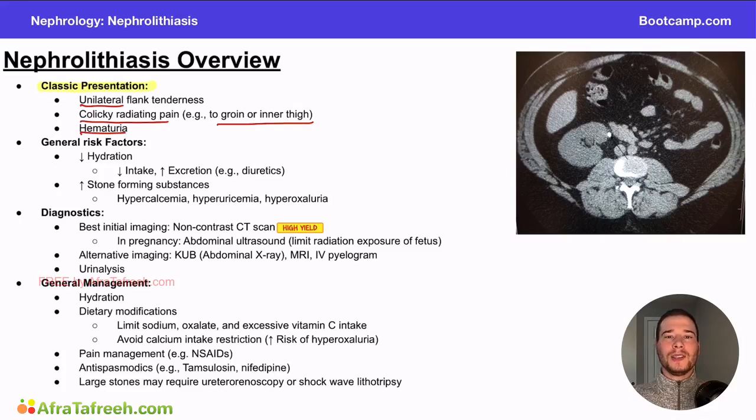And again, this should make sense, right? If we have a stone in the ureter or in the urinary system, this can scrape against or damage the surrounding structures, leading to the presence of red blood cells in that area.